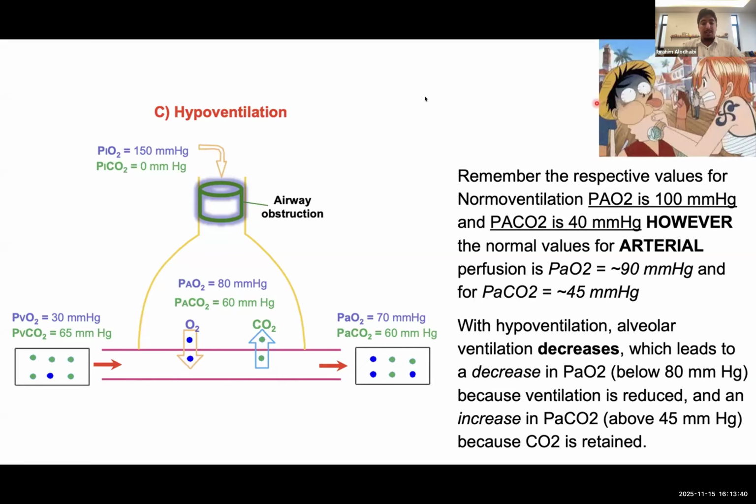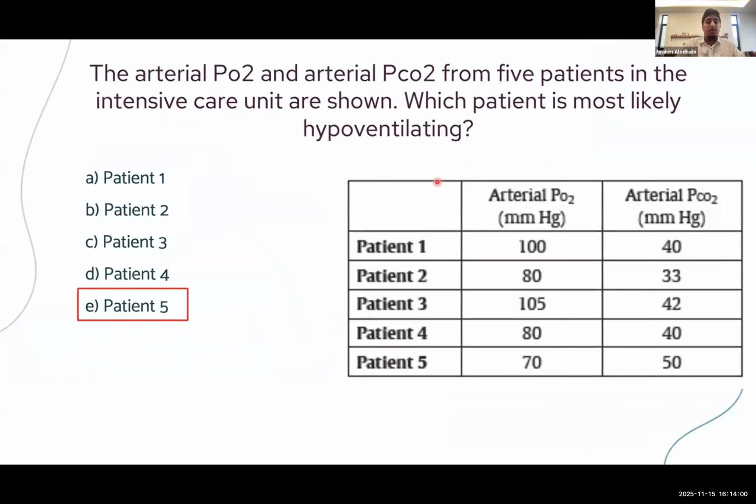So with hypoventilation, the alveolar ventilation is going to decrease, which leads to a decrease in the arterial O2 below a value of 80. Because ventilation is reduced, there's an increase in PaCO2, which is above 45. More CO2 is being retained, which explains why for our question, patient E is the patient that is hypoventilating. His arterial PO2 is 70 and his PCO2 is being more retained.